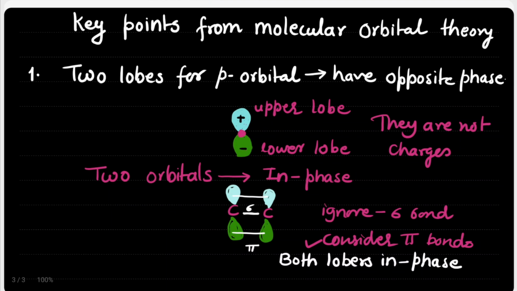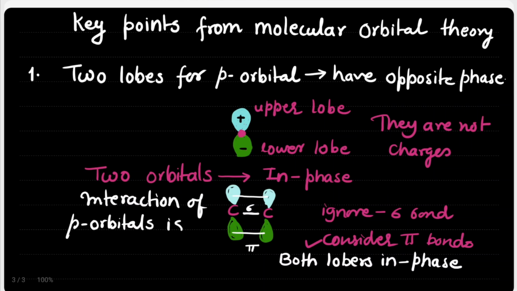The interaction of the pi orbitals is possible when they are in a phase. When they are in a phase, it means the upper portion, the positive part, overlaps with the positive part of the other carbon atom, and the negative part overlaps with the negative part of the carbon atom. All right. So here both are in the same phase.